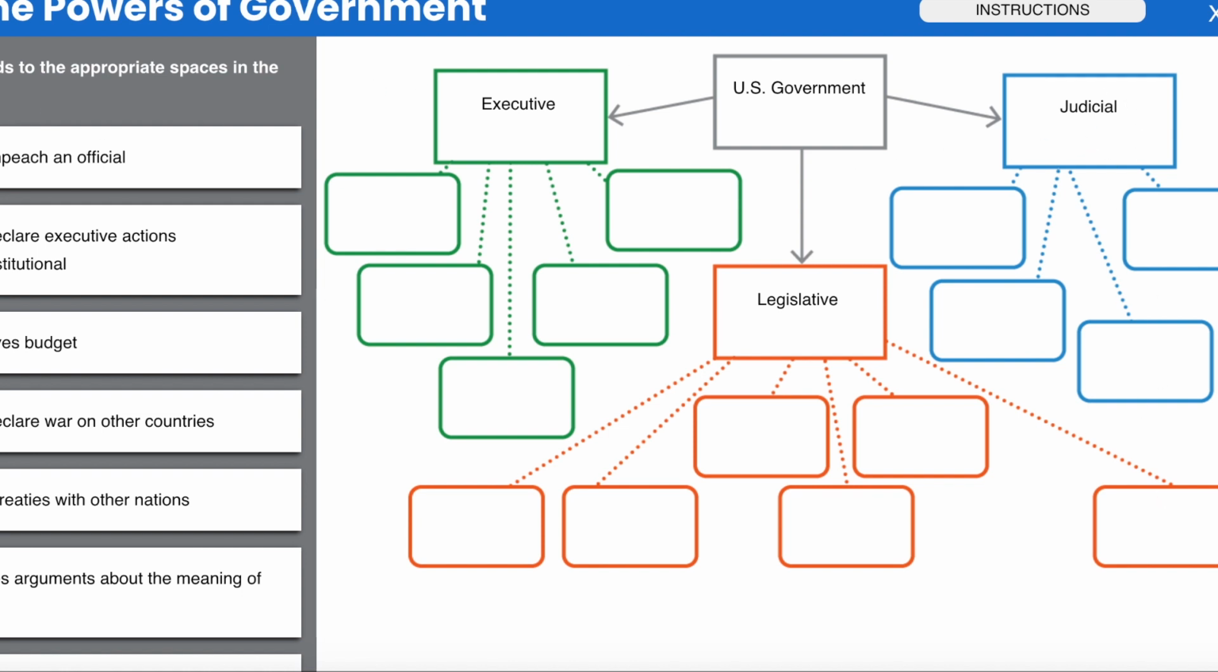I want you to click and drag each of your cards from the bottom of the page to one of the three sections. Figure out which of these powers belongs to the executive branch or the president and his or her executive cabinet. Which powers belong to the legislative branch? That's the Senate or the Congress or the House of Representatives. And finally, which powers belong to the judicial branch? Which powers belong to the United States Supreme Court and the courts in their power?